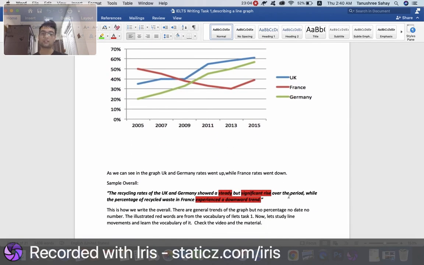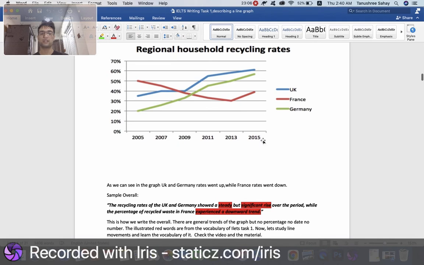So as we can see in the graph, UK and Germany rates. In the overview, obviously we have to find the bigger portion. If it's a pie chart, we have to find a bigger portion, a smaller portion, and which made the change to an upper level, what didn't change, or what decreased. Here it is the same. As we can see in the graph, Germany is the green line, UK is the blue line, and France is the red line. UK and Germany rates went up.